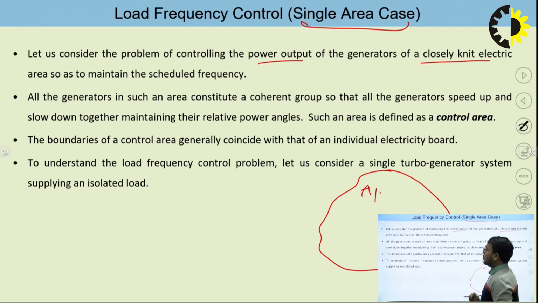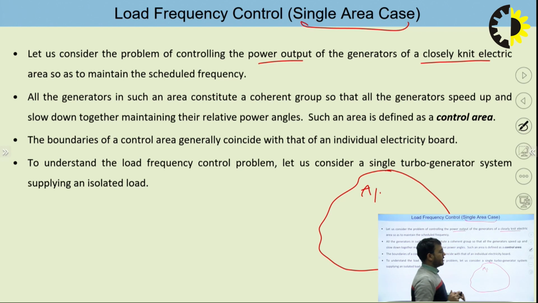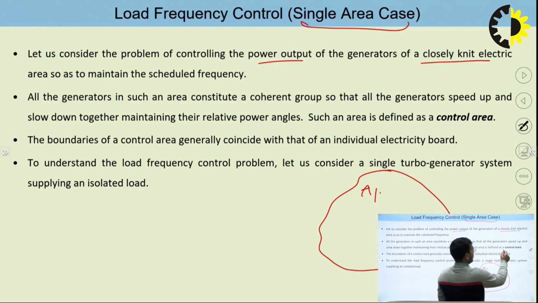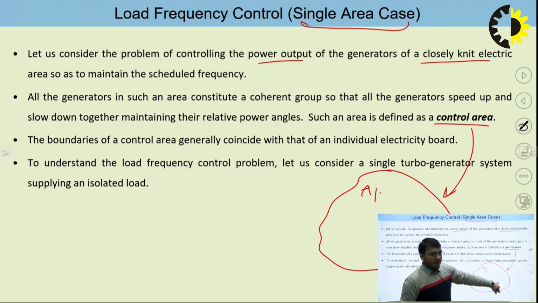Now all generators in such an area constitute a coherent group, so that all the generators speed up and slow down together, maintaining their relative power angle. Such an area is defined as a control area. This is the control area over here. If you have a number of generators, let us say 3 or 4 generators, they all have to work in unison.